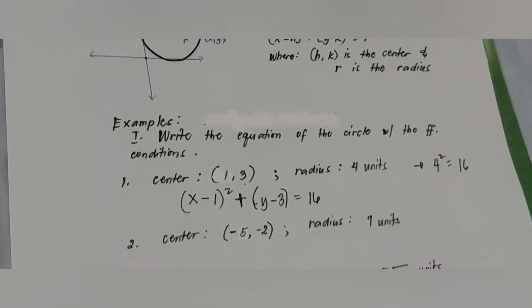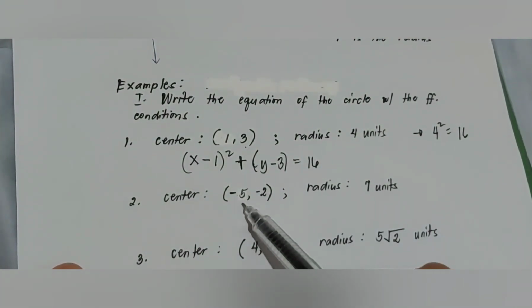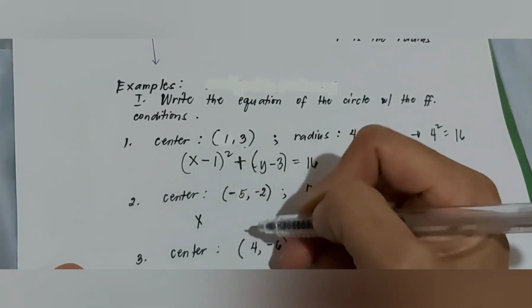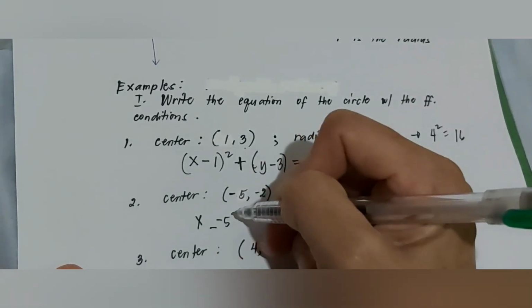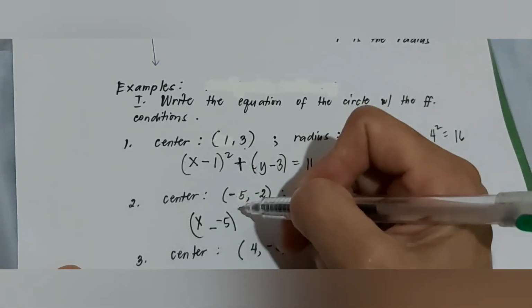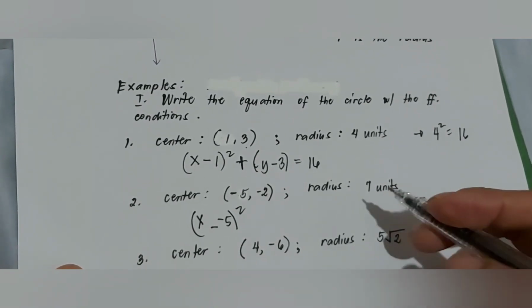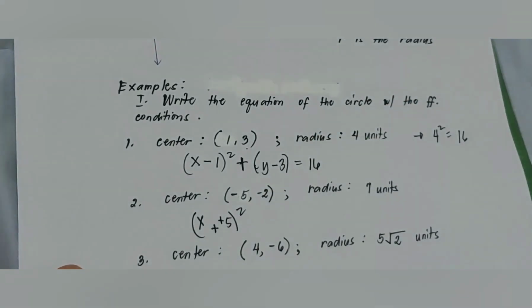Easy, right? Okay, let's move on to number 2. This time, we have negative 5 and negative 2. So, it will be x. If it is x minus negative 5 squared, it will be x plus 5, right? So, pwede natin siyang gawing x plus 5.